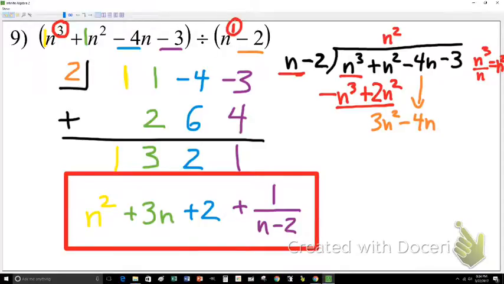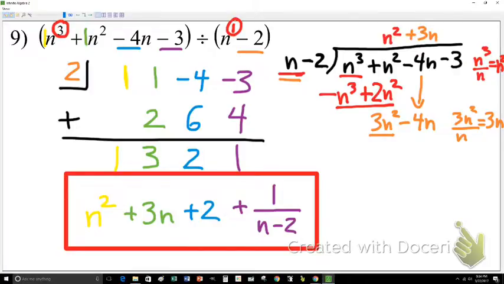And I'm going to go ahead and repeat the process now. This time using 3n squared. I'm going to divide it by, once again, the n. Okay? So I take the 3n squared, divide it by n, and of course that gives me 3n. Okay? So I know my next term that I need to place up here is 3n.